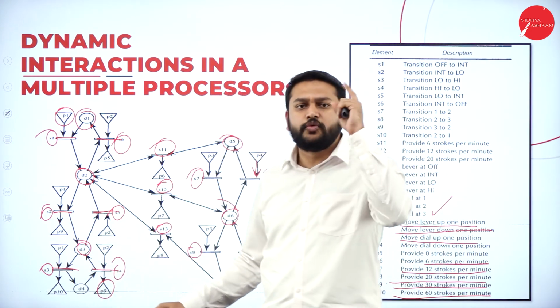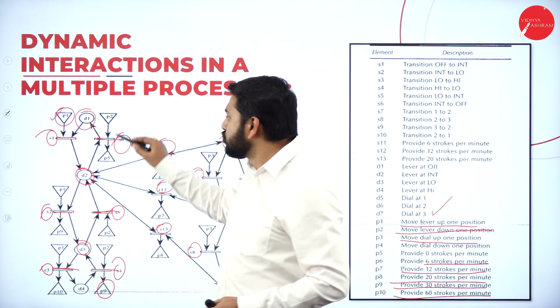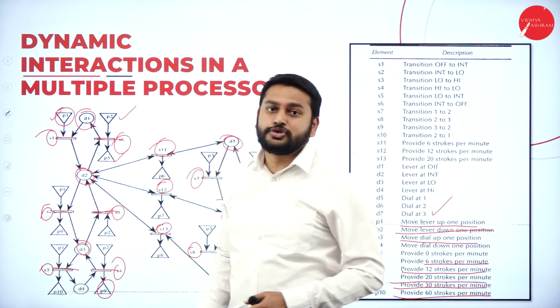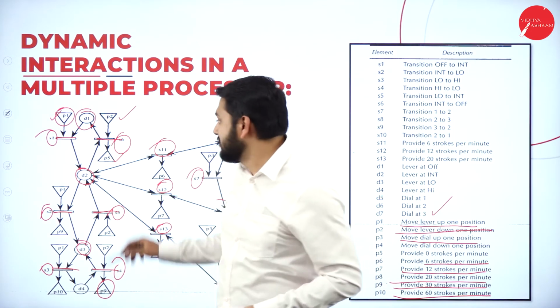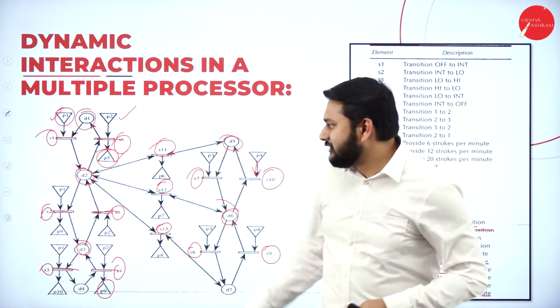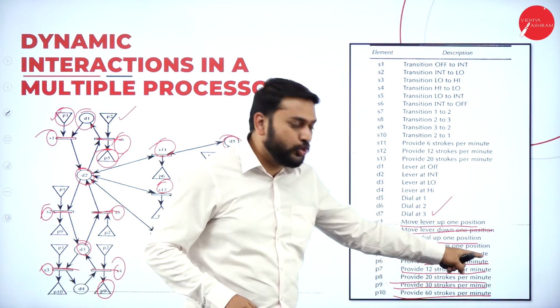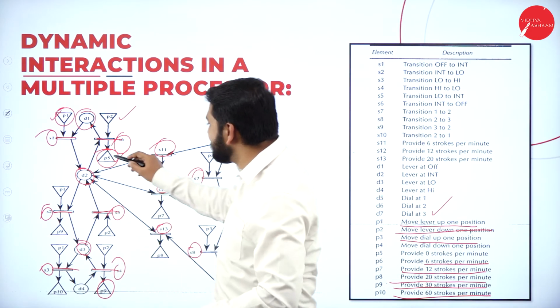So please observe. Sir, why do you say this is an input? So please understand, P1 is an input. P2 is an input. P5 is also an input. Guys, can I call this an input? You should treat this P5 as the output. What exactly do I have? Provide 6 strokes per minute. So treat this as the output.